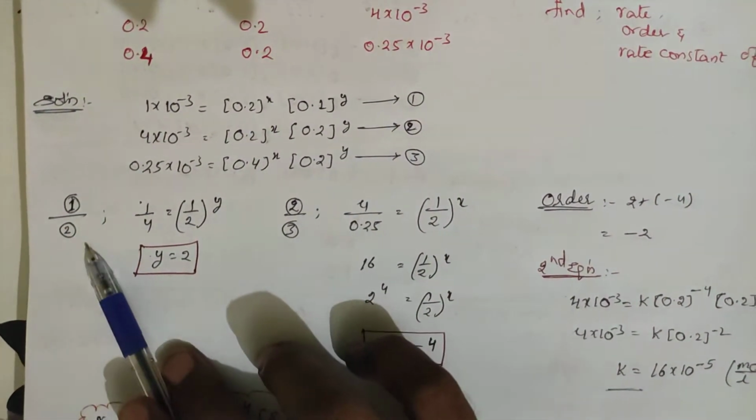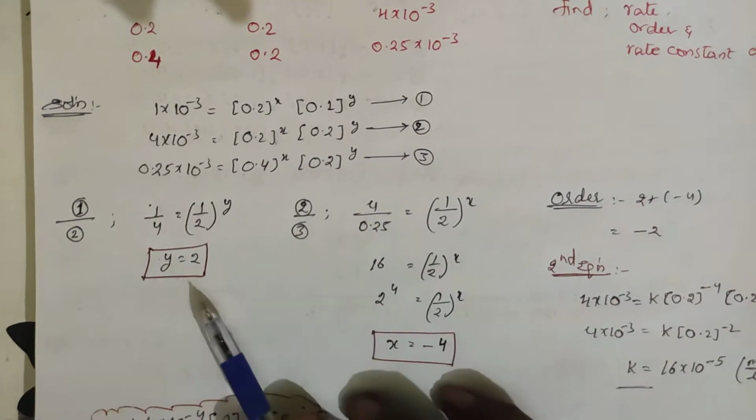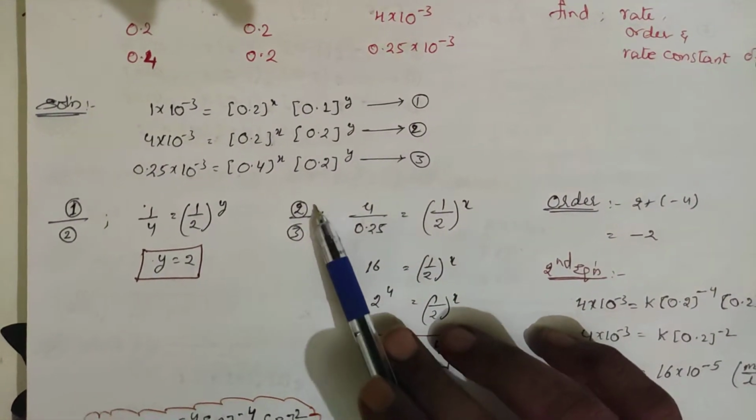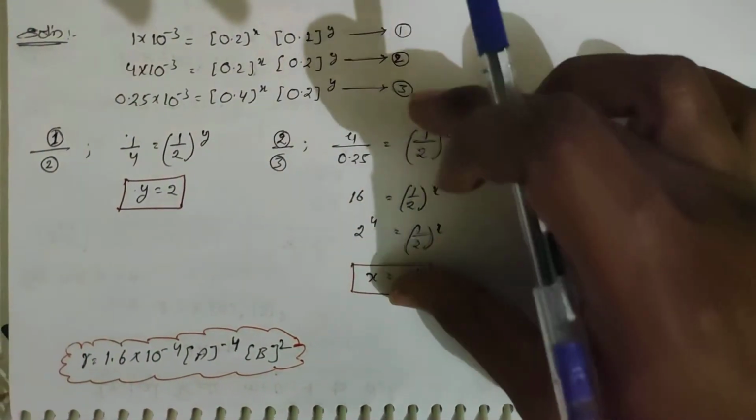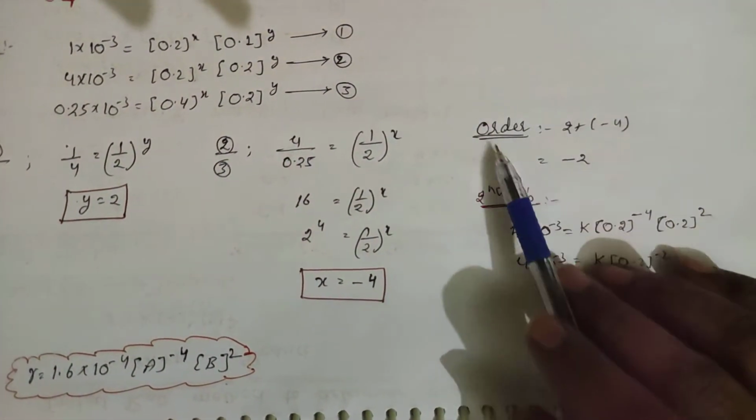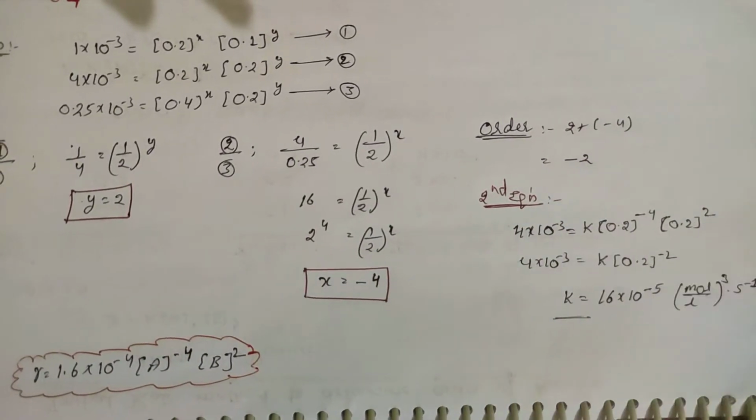If you calculate 1 by 2, means first equation divided by second equation, you will be getting y is equal to 2. Second equation divided by third equation, you will be getting x is equal to something like minus 4. This is how I have solved this. And order of the reaction will be equal to 2 plus minus 4, it is equal to minus 2.